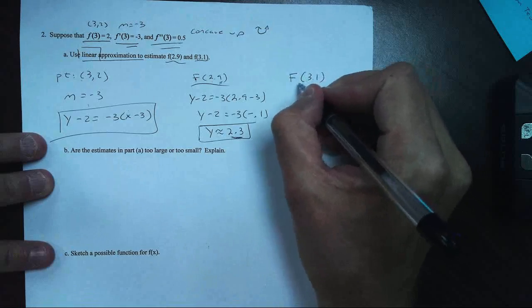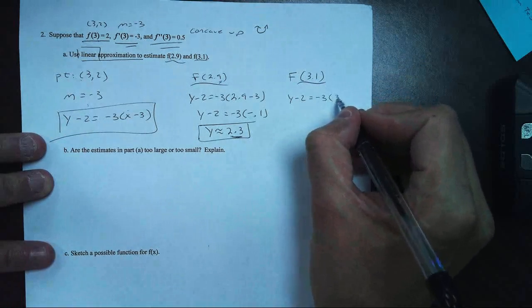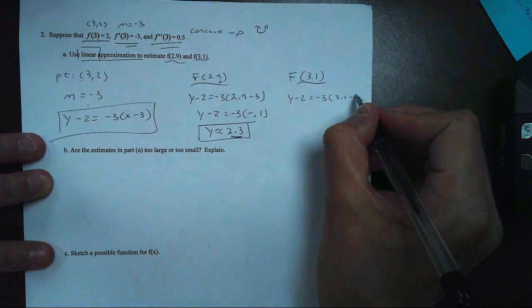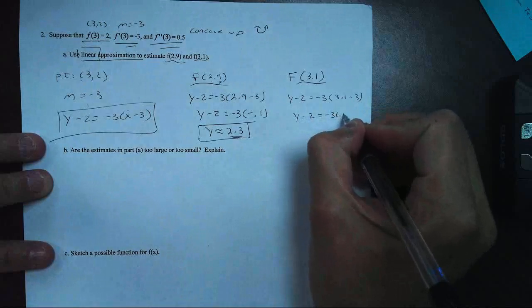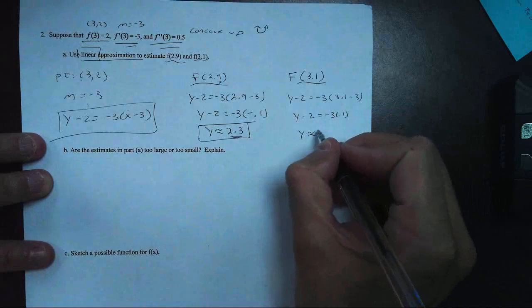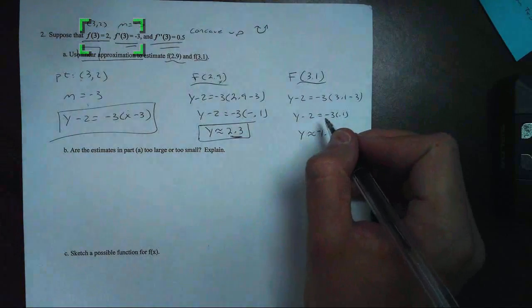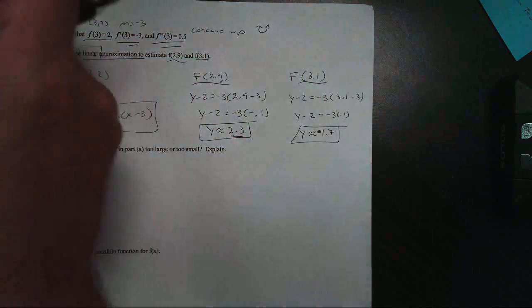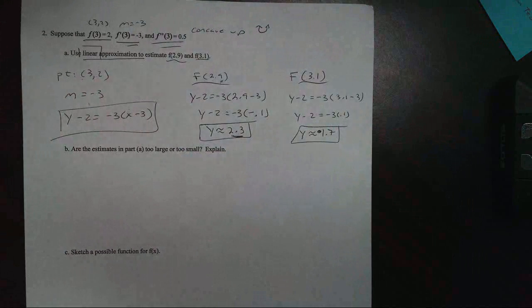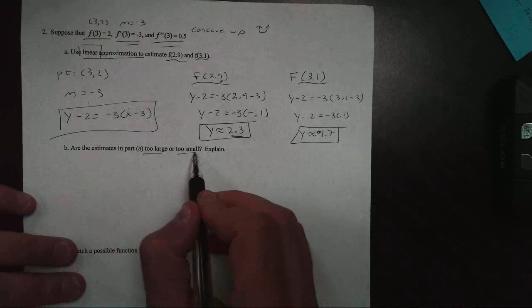So if I want to try 3.1, same thing: y minus 2 equals negative 3 times (3.1 minus 3), which is negative 3 times 0.1, and we get y is about 1.7, positive 1.7. There we go. Messed up on my arithmetic in my head. Positive 1.7. Now the next question, it says, is our estimate too large or too small?